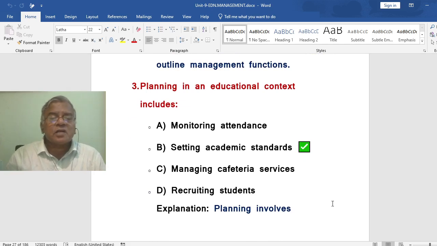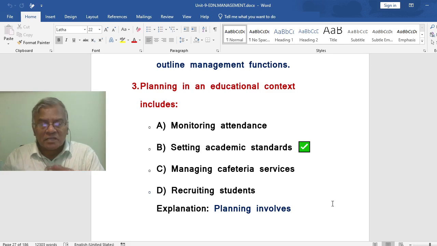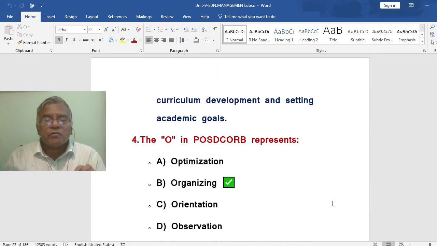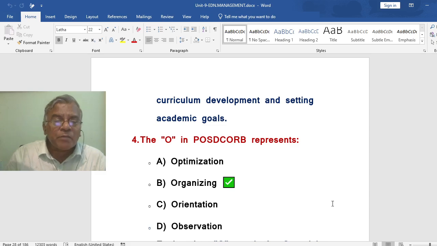Planning in an educational context includes what? That is setting academic standards. That is the purpose of planning, setting academic standards. Planning involves curriculum development and setting academic goals.